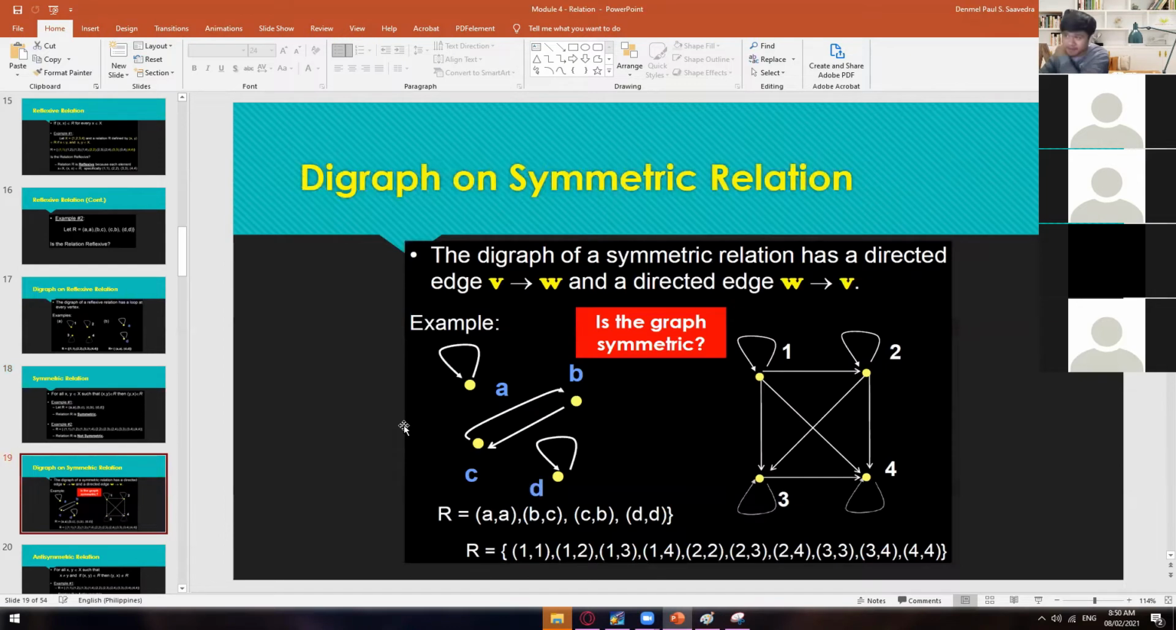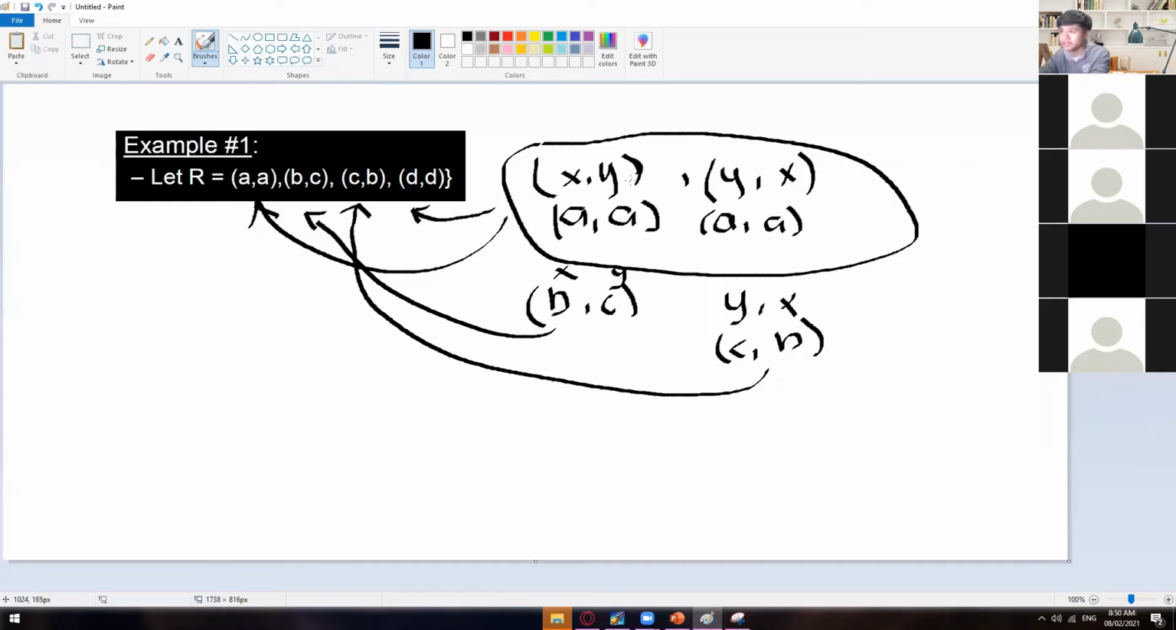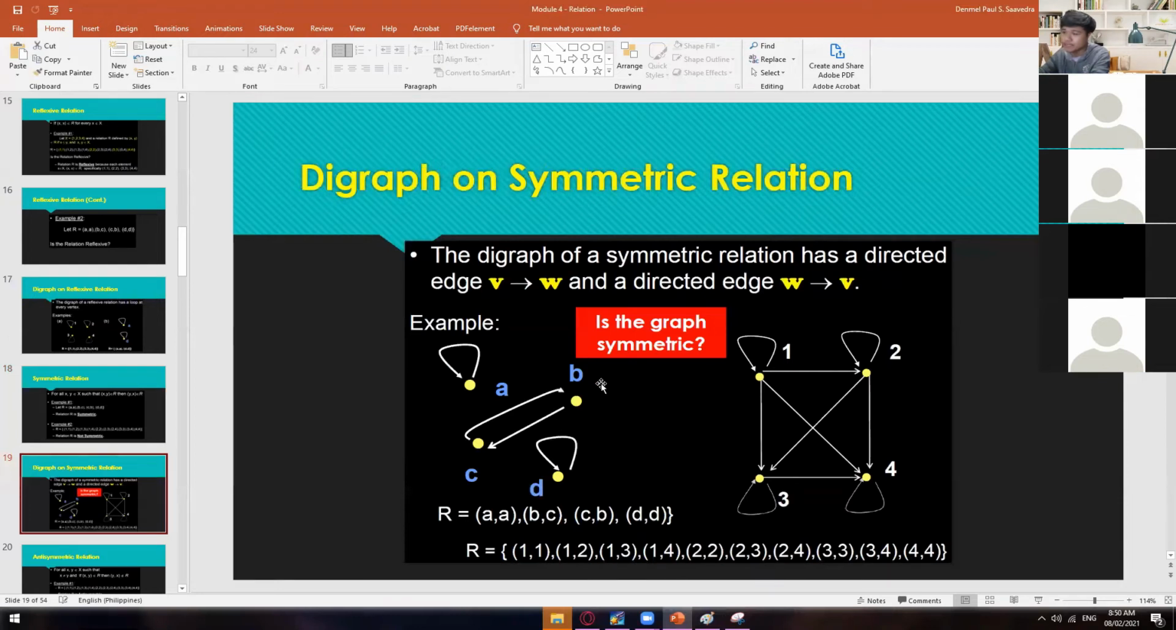Let's move on to the digraph of a symmetric relation. So the digraph of a symmetric relation has a directed edge from vertex v to w and a directed edge from w to v. So it should be vice versa. So (a, a) and then (b, b), no problem. I have already explained that one using this one. And then for (c, b) and then (b, c), as you can see, if C will go to B, there should also be B going to C. So it will go back, or it mirrors itself.